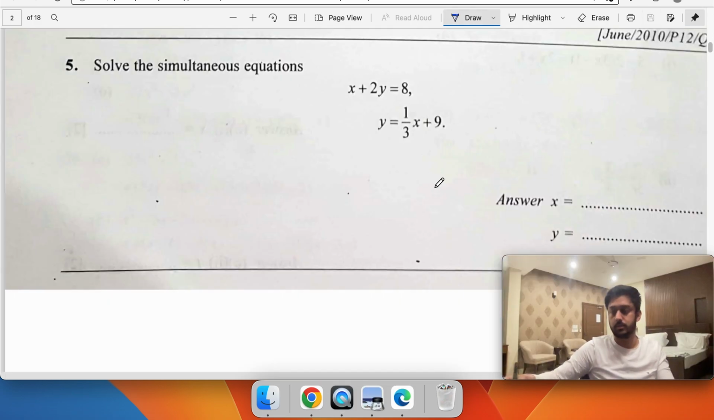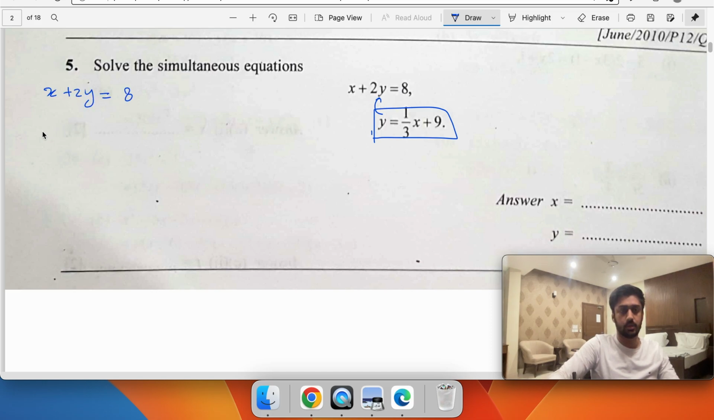5. Let's try this with the substitution method. So y is already the subject. Substitute y in this equation, x plus 2y equals 8. x plus 2, substituting y, that is x plus 2 by 3x plus 18 equals 8.